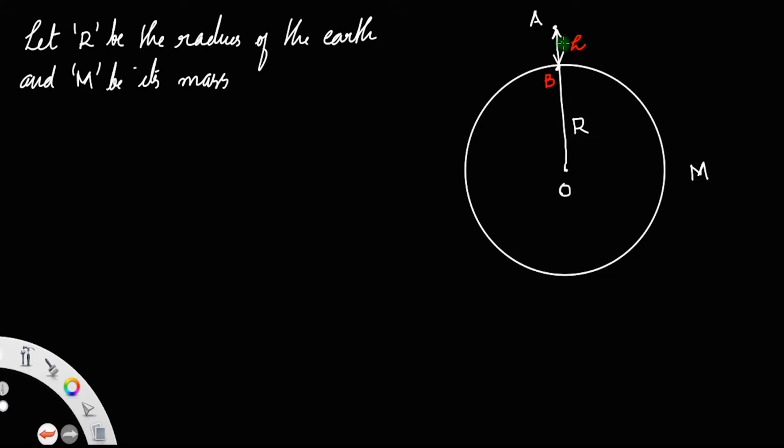Now we want to know what is the acceleration due to gravity at the point A, or what is the gravity at a height h above the surface of the Earth. And we know gravity on the surface g is equal to Gm divided by r square, where r is the radius of the Earth. So what will be the gravity at a height h?